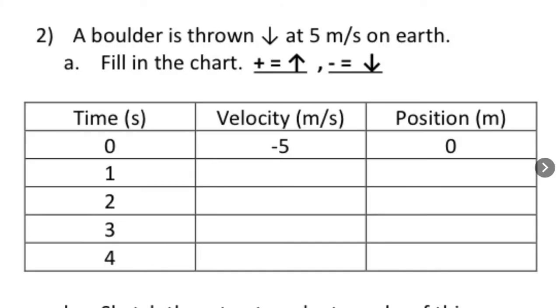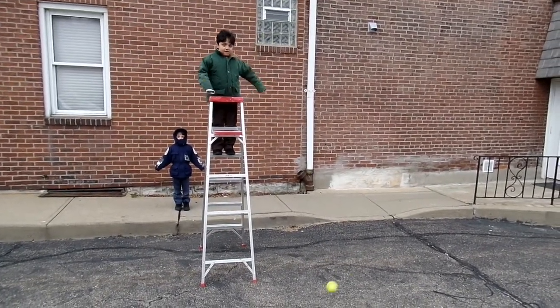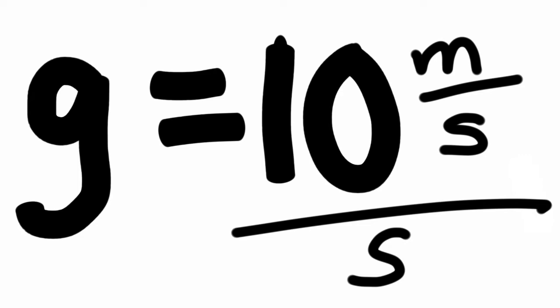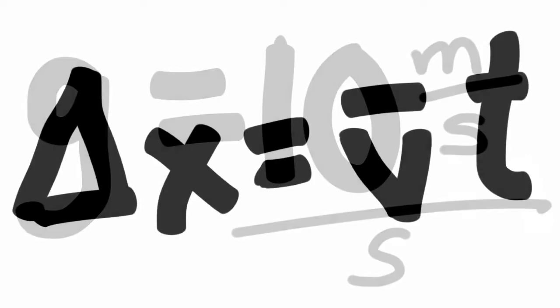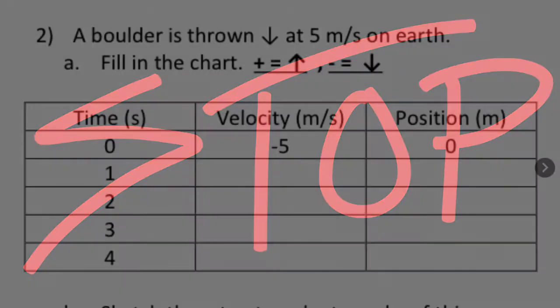Boulder is thrown down at 5 meters per second velocity on Earth. Same acceleration of gravity, but a different starting velocity, 5 meters per second down. Same exact equation. Displacement is average velocity times time. Stop it on the next slide.